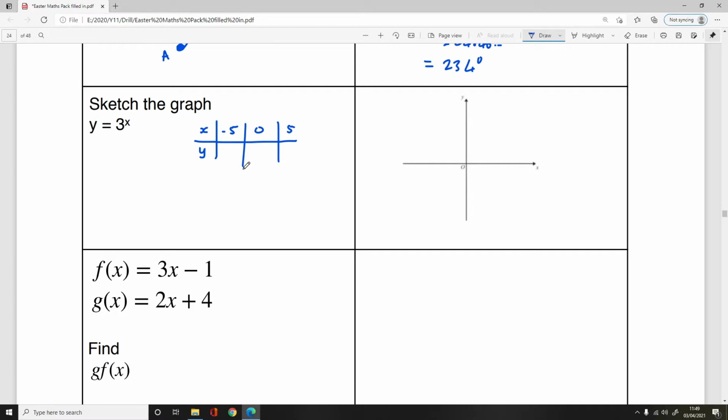So 3 to the power of -5 is like 0.004. 3 to the power of 0 is 1. 3 to the power of 5 is 243. And what that tells you is it goes through the y-axis at 1. It never quite crosses the 0 line, and then it goes super big. And this is an exponential graph in general. If it said sketch 2 to the x or 10 to the x, they all look like this. They all go through the y-axis at 1, and none of them cross this line here. Okay, that is one of the shapes you're meant to know.